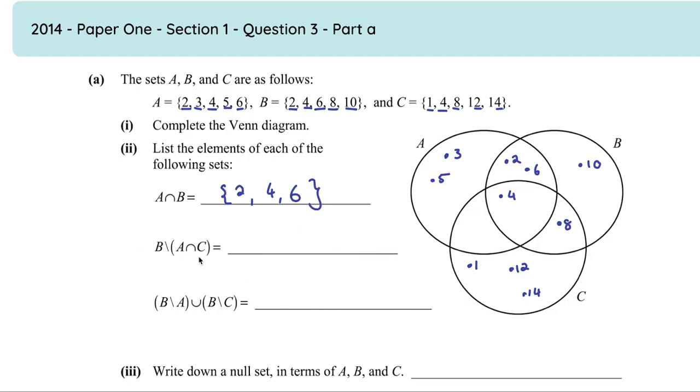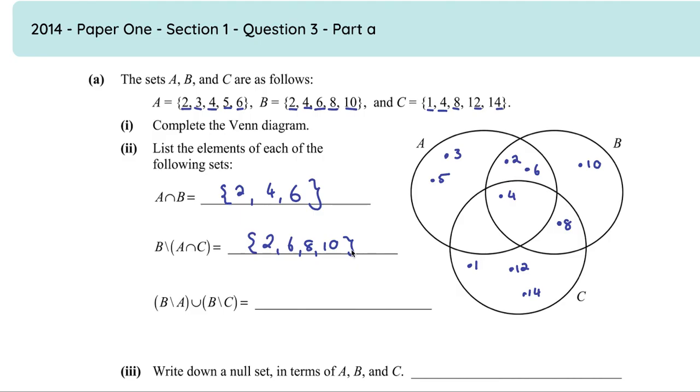B take out A intersection C. So if you have B, and then anytime there's an intersection of A and C, you take that out. So A and C intersect here, so I'm going to be taking that one out. So it leaves me with 2, 6, 8, and 10. So 2, 6, 8, and 10 is what we have for B, after taking out that intersection.